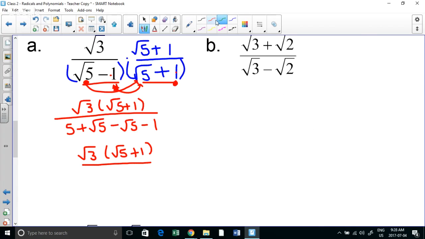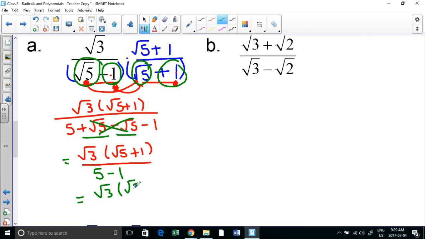But what we notice here is that I have 5 minus root of 5, so they go away. Meaning that I have 5 minus 1 at the bottom. Notice that we have this times this, this times this. The two middle terms cancel out. So that just gives us the root of 3 times the root of 1 over 4.